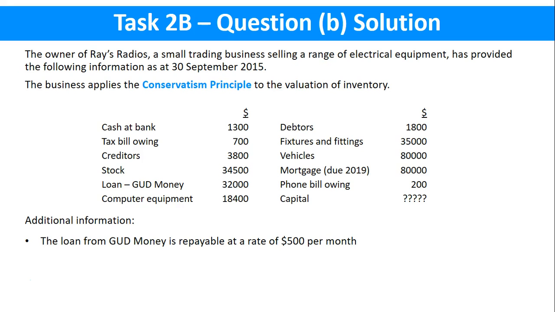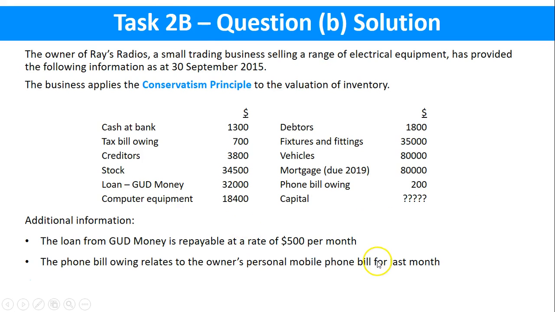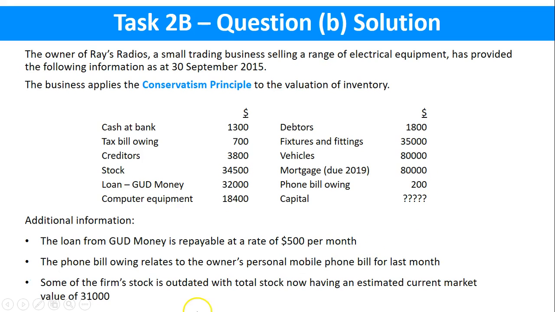The loan from GUD Money, so that's that loan here, is repayable at the rate of $500 per month. The phone bill owing, this one here, is actually the owner's personal mobile phone bill for last month. And lastly, the firm's stock here is actually outdated, and some of it needs to be written down, and it has a current estimated market value of $31,000.